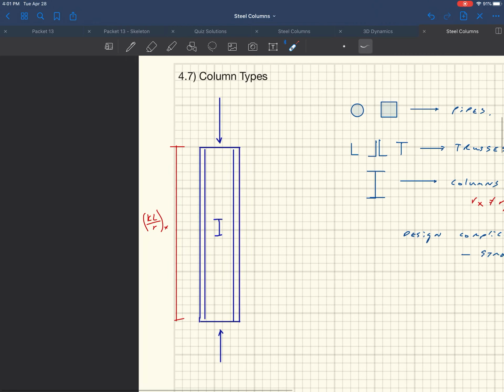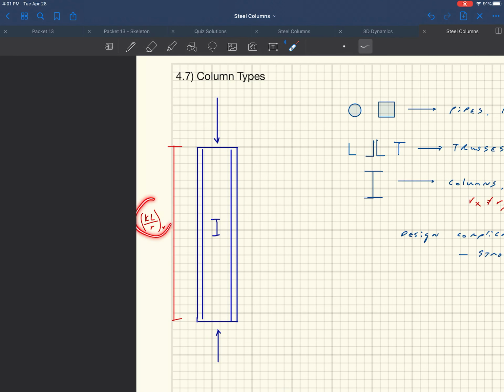For this example right here, this is what my KL over R would be, this distance right there, because I'm not supporting this thing in the strong axis. If I had another beam coming in like this and supporting this thing, sure, then my unsupported length would be that height right there. But in this case, there is nothing in the strong axis. And so this thing, if this were to buckle about the strong axis, would buckle out like that.